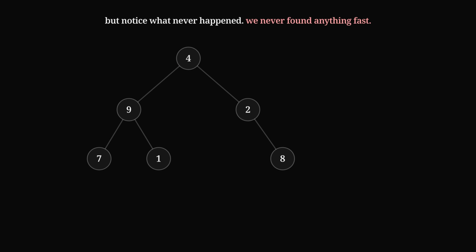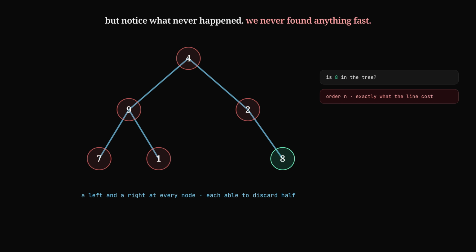But notice what never happened today. We never found anything fast. Ask whether 8 is in the tree, and nothing beats visiting nodes until you bump into it. Order n, exactly what the line cost. The forks are all there, a left and a right at every node, each able to discard half the structure per comparison. They're just not wired to anything, because values can live anywhere.